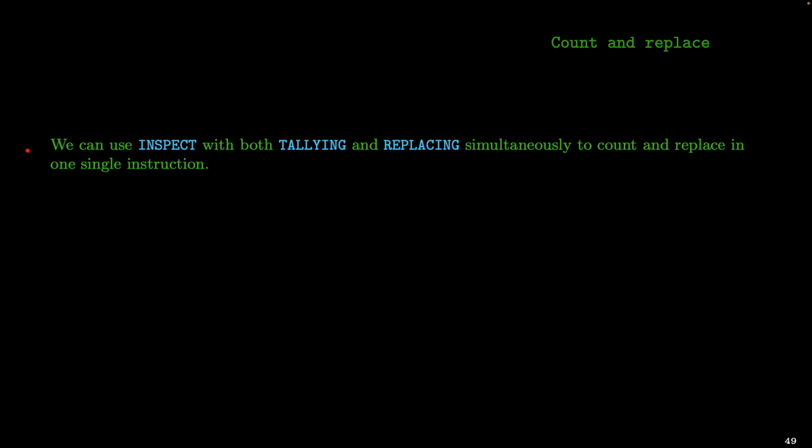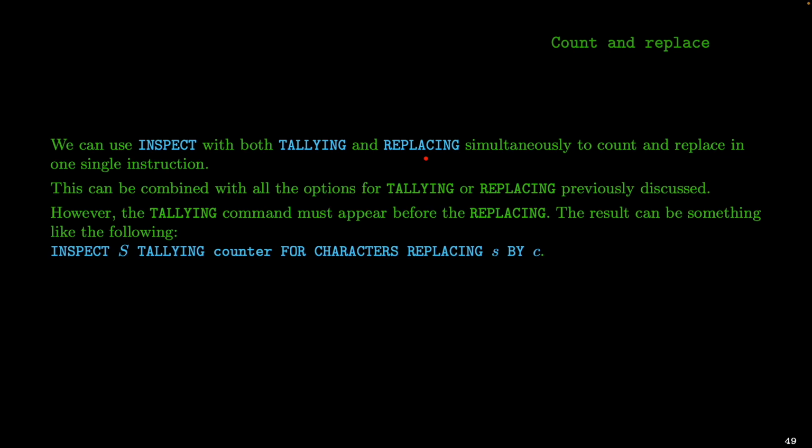We can combine the counting and replacing in the inspect instruction, so we can use both tallying and replacing simultaneously in one single instruction. And this can be combined with all the options for tallying and replacing that we previously discussed. One restriction is that the tallying command must appear before the replacing. And for example, we could have something like this: inspect S tallying counter for characters replacing S by C.